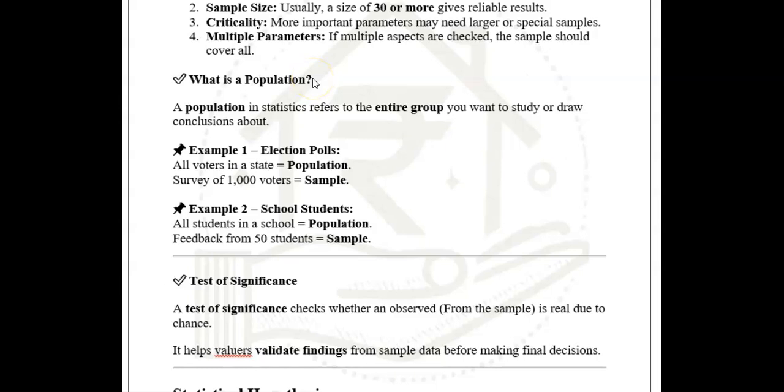What is the population? A population in statistics refers to the entire group you want to study. It means the complete group. If it is, say, 1,000 buildings, those 1,000 buildings are also called a population. From 1,000 buildings you select 30 samples, or 100 samples, or 50 samples. A population in statistics refers to the entire group you want to study or draw conclusions about.